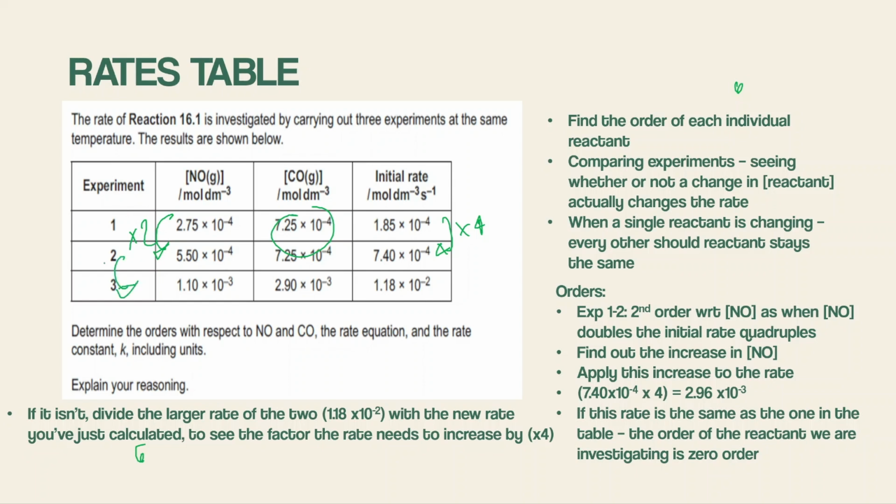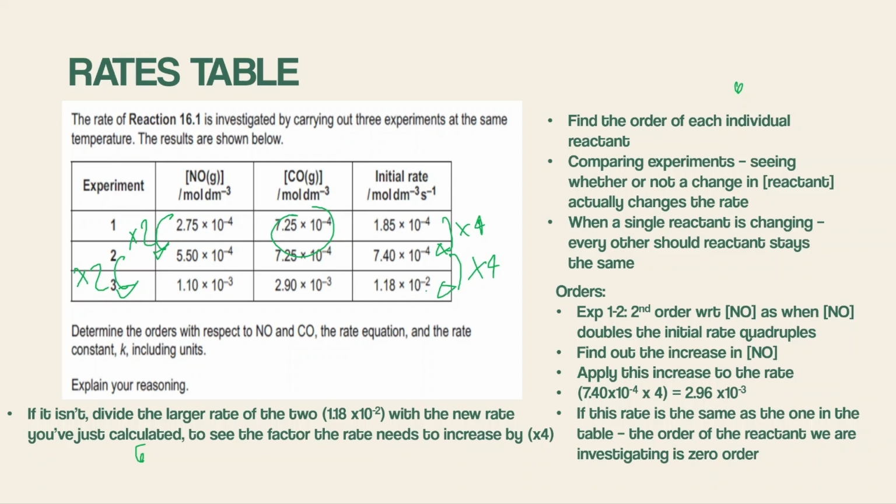We can see here that it doubles. Since we know that this is second order, that means the rate over here is going to quadruple. So we apply this increase to the rate with its respective order, of course. So you can see here, I've done 7.4 times 10 to the minus 4 multiplied by 4, because second order, to get 2.96 times 10 to the minus 3. But there's something up, right? 2.96 times 10 to the minus 3 is not the same as 1.18 times 10 to the minus 2. It's not the same as our final value given in our table.